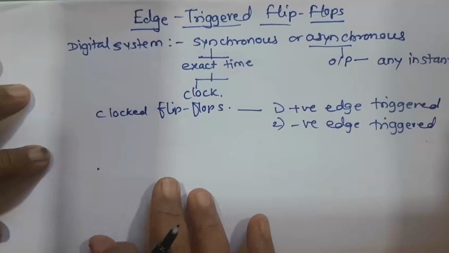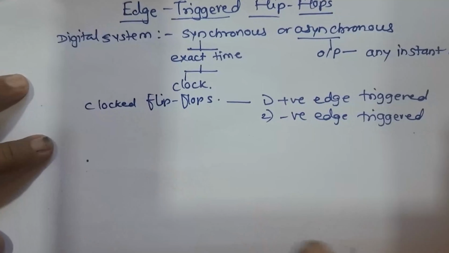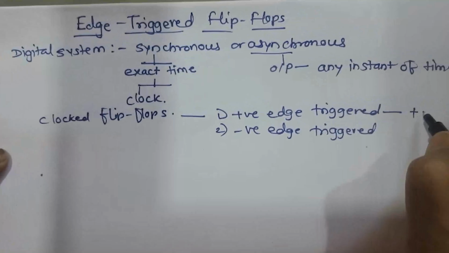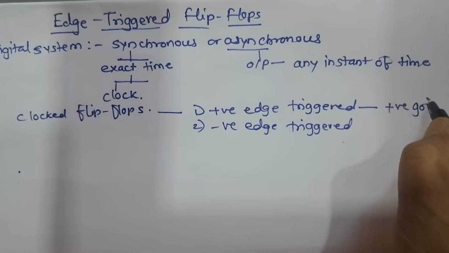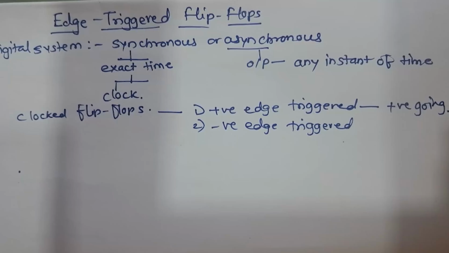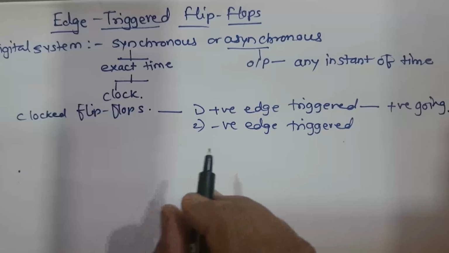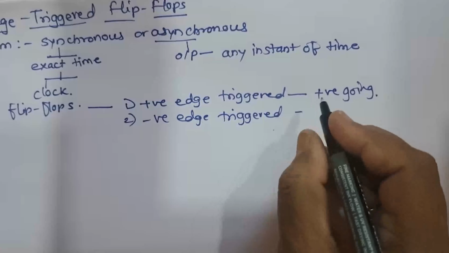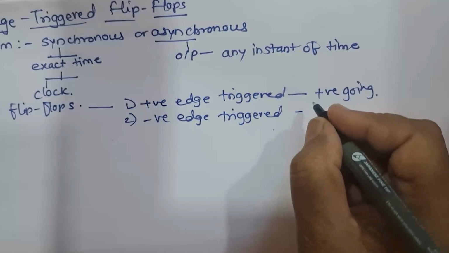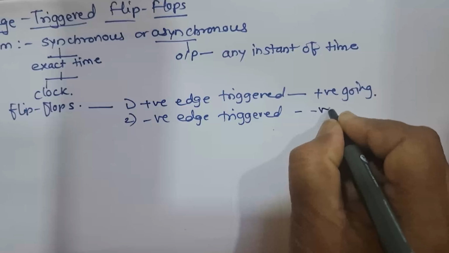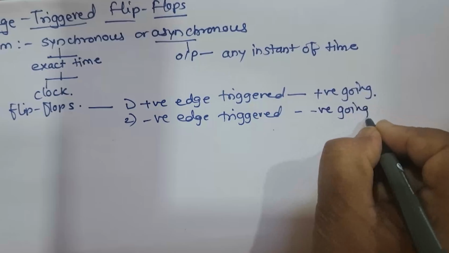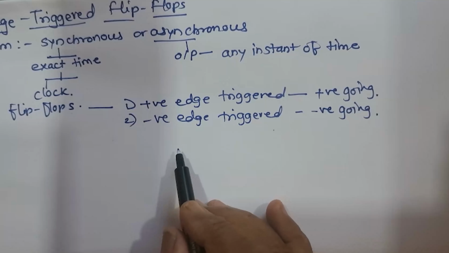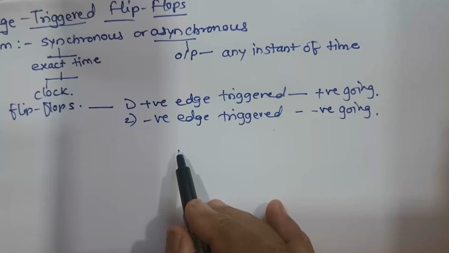In case of a positive edge triggered flip-flop, the state transition takes place only at the positive going edge of the clock. While in case of negative edge triggered, the change in the output will take place during the negative going edge of the clock signal. That's why this is called positive edge triggered and this is called negative edge triggered.